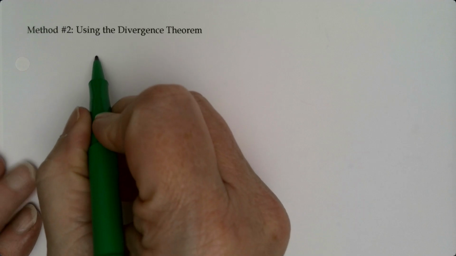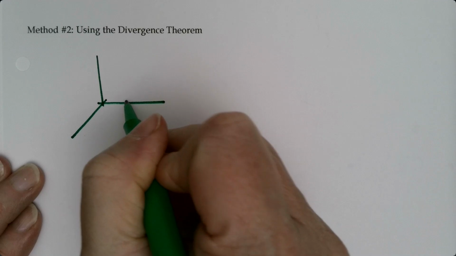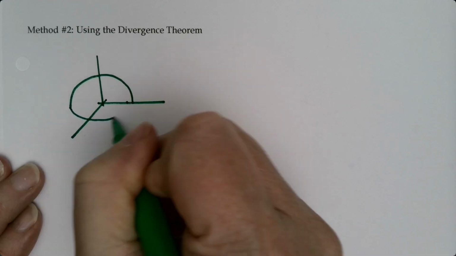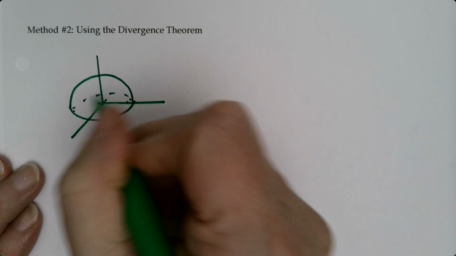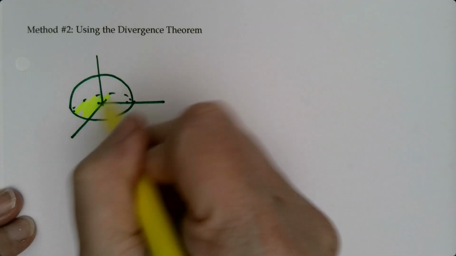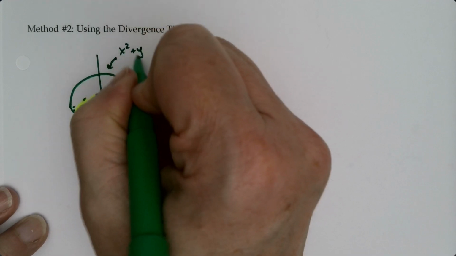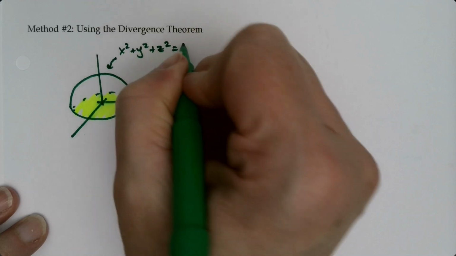So now we're going to do that same problem again, but with the divergence theorem. So remember, we still have this hemisphere, and that hemisphere still casts a region down into the xy plane, like that. So this object right here is x squared plus y squared plus z squared equals 25.